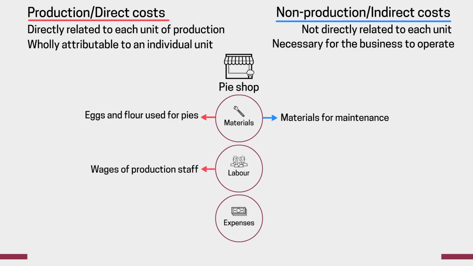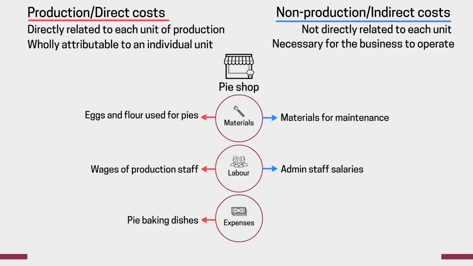For labor, the direct labor will be the wages of the production staff, the wages of the people who are actually producing the pies, whereas the wages of the admin staff that keep the shop running, that keep the business afloat, but do not actually work in production itself, would be an indirect cost, because they're still necessary for the business to operate.